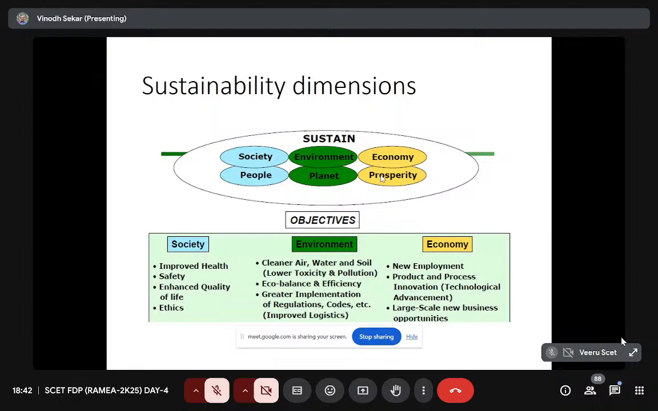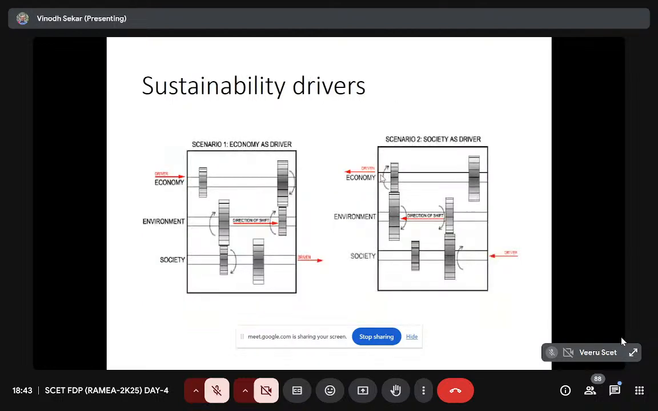The environment dimension takes care of the planet and cleaner resources, ensuring the ecological balance of the system. The economy is about the financial benefits, in terms of newer employment opportunities and product and process innovation. The societal aspect is about health improvement, safety improvement, quality of life enhancement and so on. This is called the triple bottom line approach, the TBL approach of sustainability. Let us take a very common example to understand it.